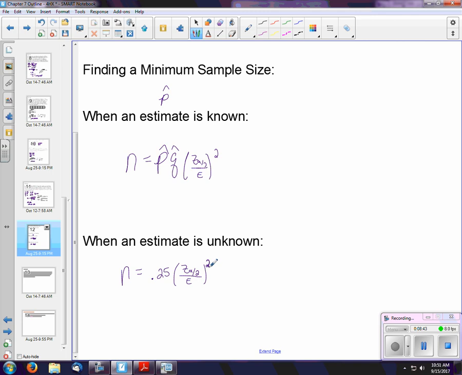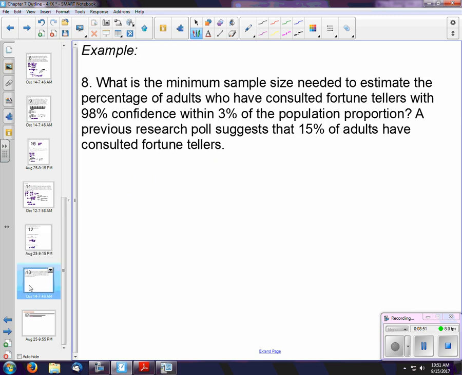Please make sure you take a look at what is given to you because, again, you don't have to memorize these things. So with each of these in mind, let's do an example. What is the minimum sample size needed to estimate the percentage of adults who have consulted fortune tellers with 98% confidence within 3% of the population proportion? A previous poll suggests that 15% of adults have consulted fortune tellers.